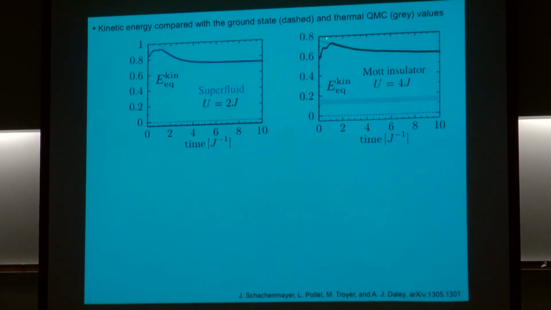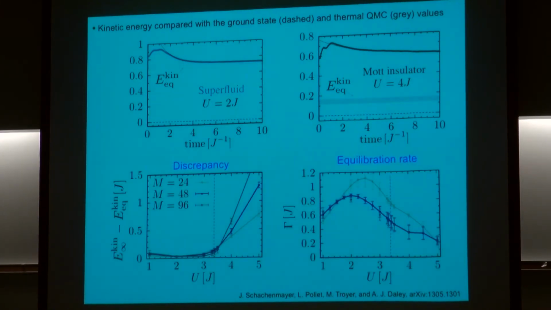So there appears to be a short time relaxation, but it goes to something that is very different to the thermal value. And what's interesting is that although the equilibration rate, this rate that we fit with this decaying exponential, appears to undergo a simple crossover. So it's slow for small interactions, it's slow for large interactions, and there's a nice smooth crossover in the middle.